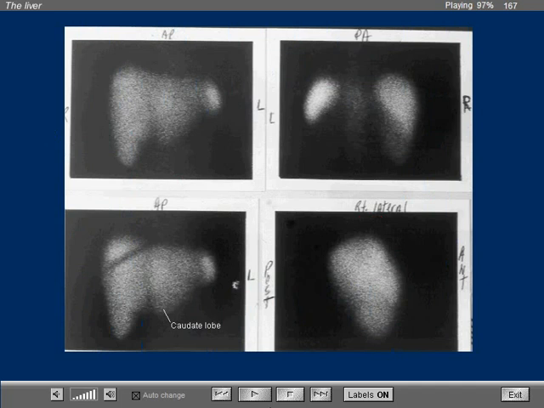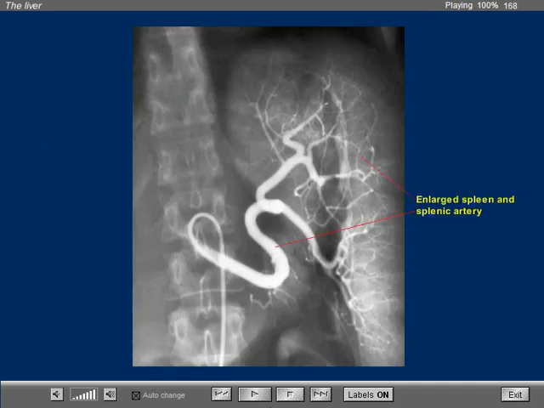and there was a prominence of the caudate lobe. A selective left splenic arteriogram failed to demonstrate encasement or obstruction of the splenic artery, and showed evidence of a markedly enlarged spleen.